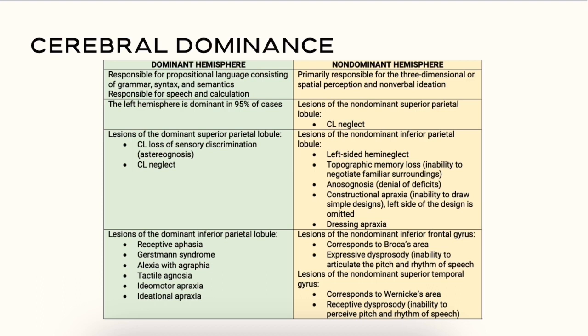And then for the right or the non-dominant hemisphere, we could get lesions on the inferior parietal lobe. You would get again left-sided hemi-neglect, topographic memory loss, anosognosia, constructional apraxia or dressing apraxia, and lesions on the frontal gyrus in the non-dominant hemisphere. You could get problems with the Broca's area. So you would have expressive dysprosody or the inability to articulate the pitch and rhythm of speech. And we have also the superior temporal gyrus. So this corresponds to the Wernicke's area, which then you could get receptive dysprosody, which is the inability to perceive pitch and rhythm of speech.